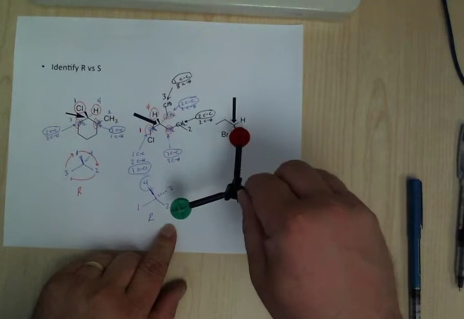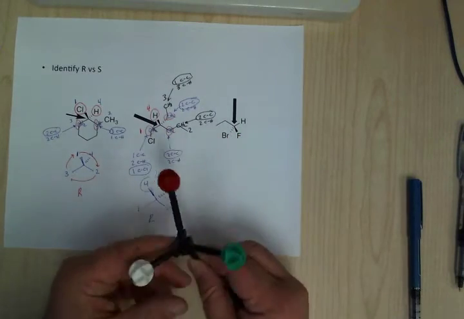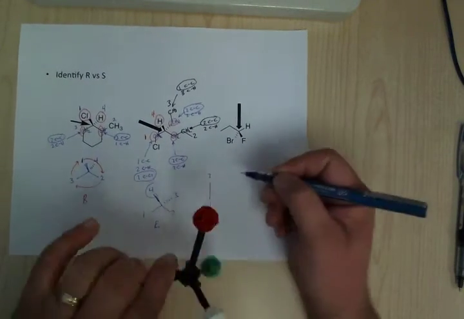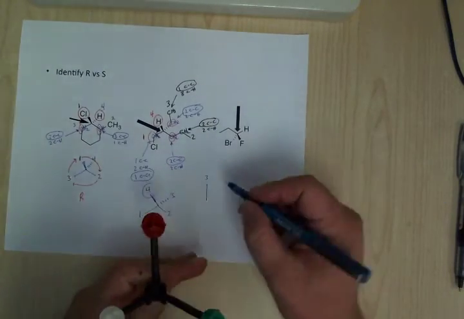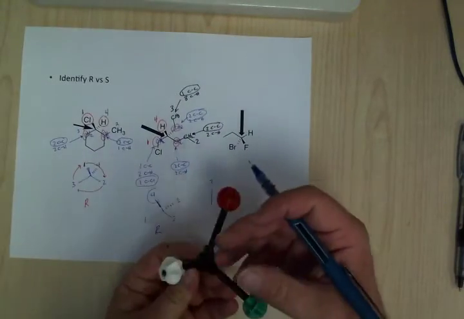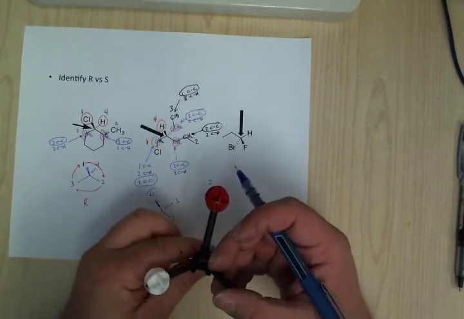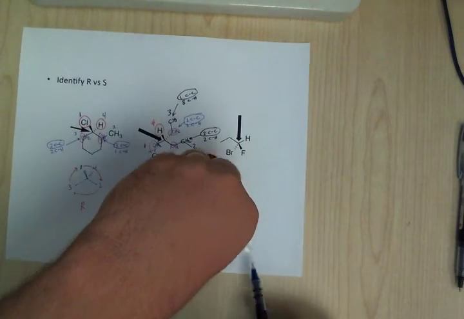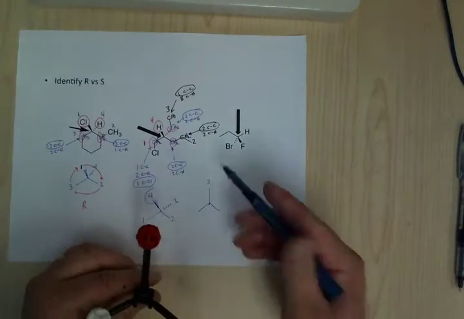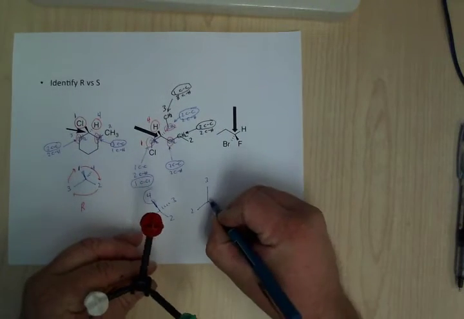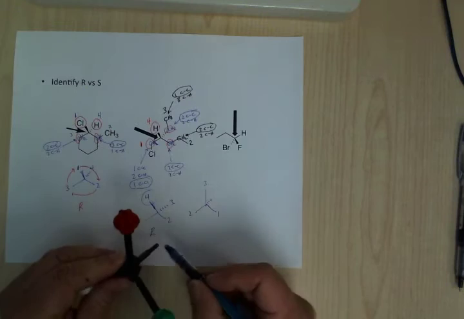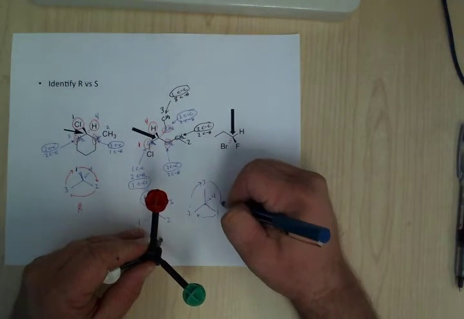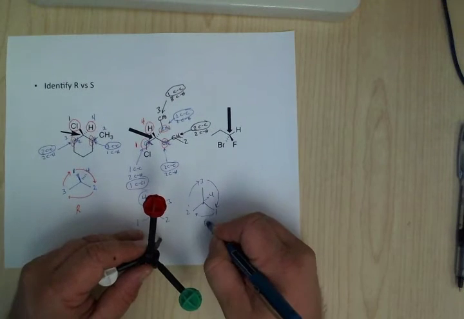When we turn this around, 3 is going to still stay where it is. Well, sort of. It's just going to come forward from coming behind. But 2 is going to switch places. So 2 is going to come over here. So 2 is here, 1 is here, and 4 is coming behind. So now notice how we're going clockwise. So that means it's R.